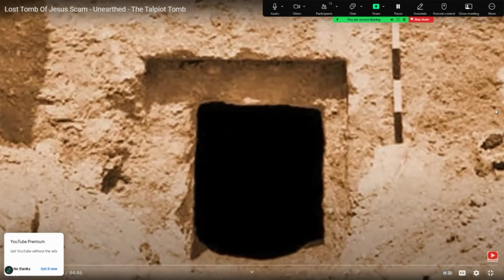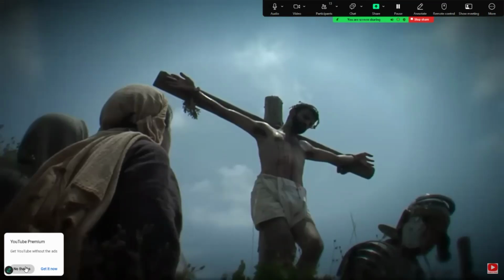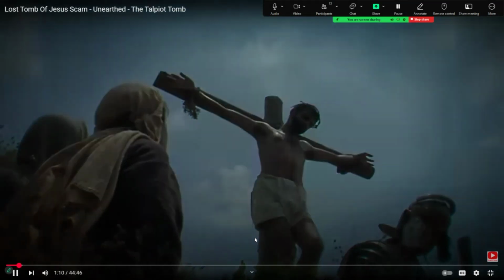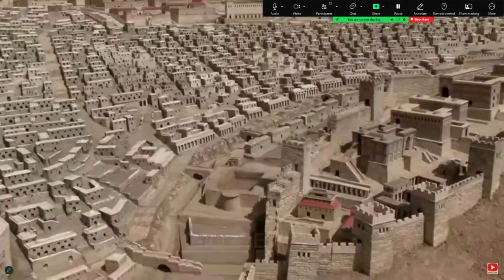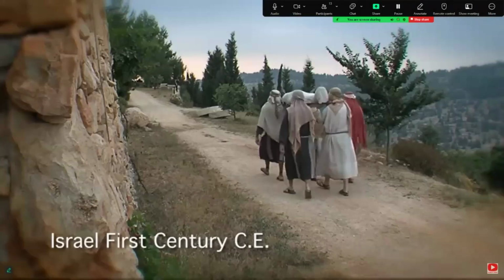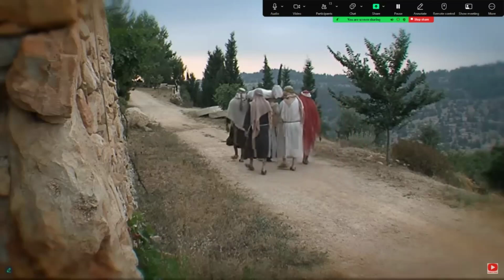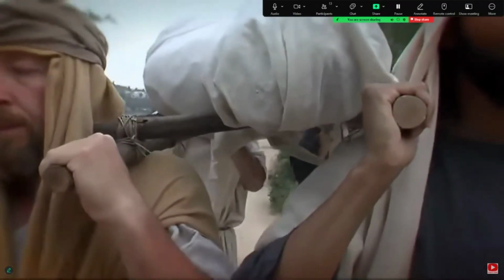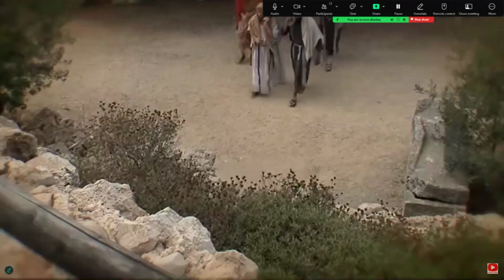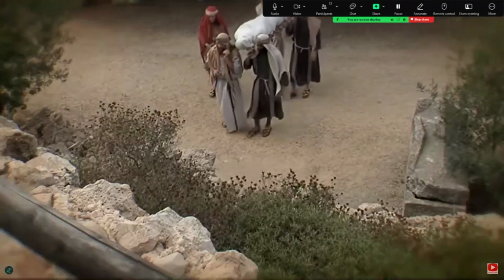This new film suggests that the Talpiot tomb is the lost tomb of Jesus. From approximately 20 BCE until the destruction of Jerusalem in 70 CE, the Jewish people observed a unique religious burial practice that was connected to their belief in physical resurrection.